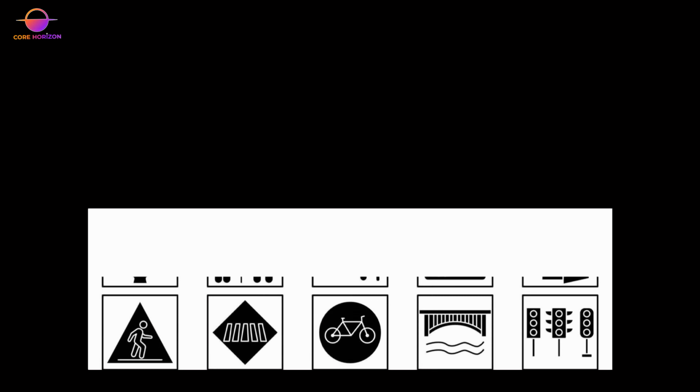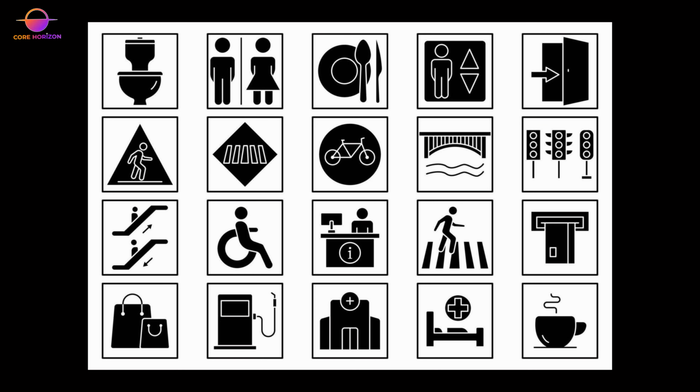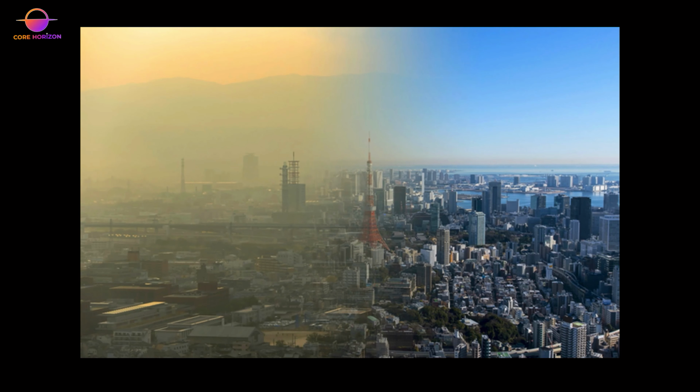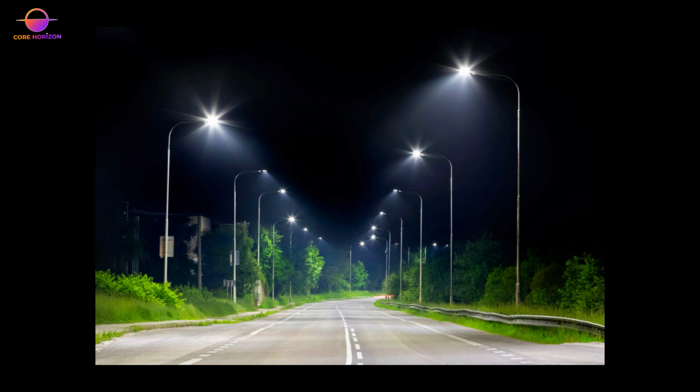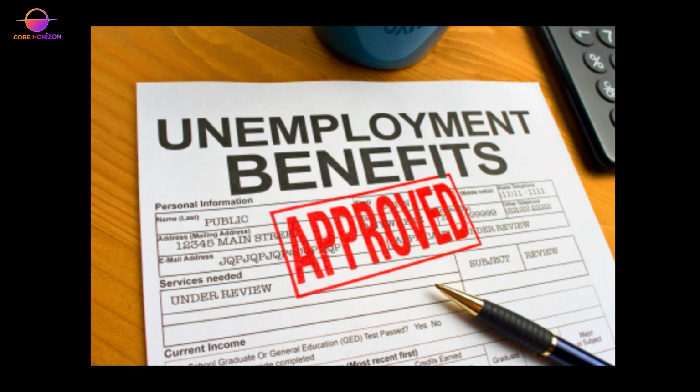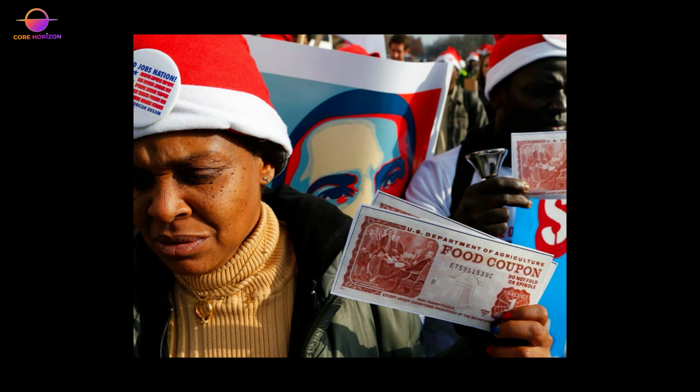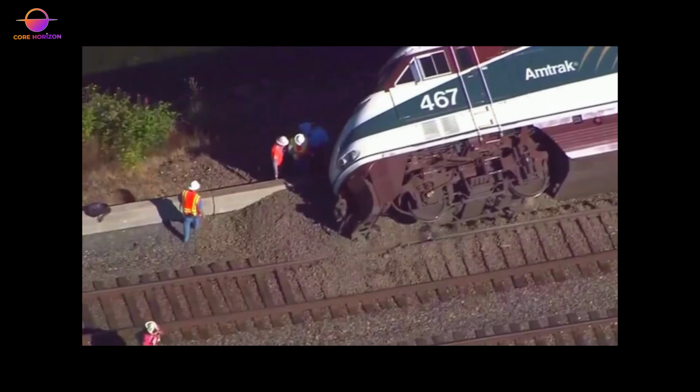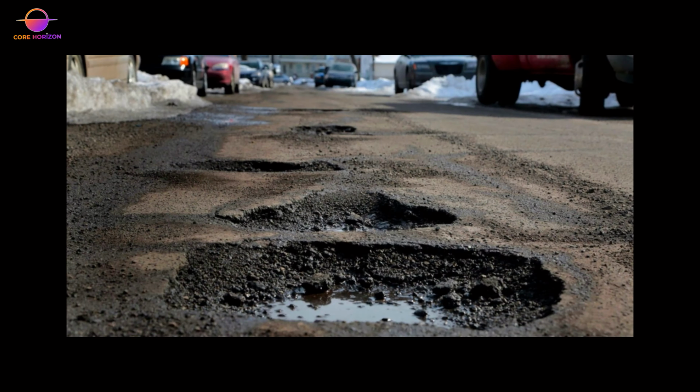Governments use this money to fund public goods, things that everyone uses but no one would pay for voluntarily, like clean air, national defense, streetlights, welfare programs, unemployment benefits, pensions, healthcare, food assistance, infrastructure, bridges, trains, pipes, potholes, mostly potholes, debt payments. More on that in 30 seconds.